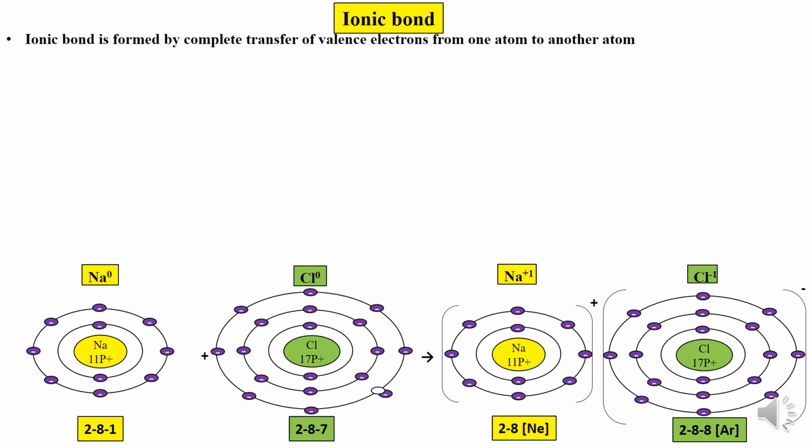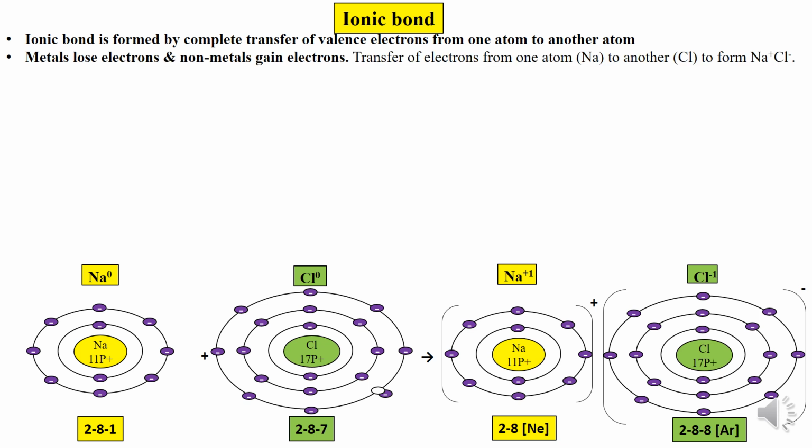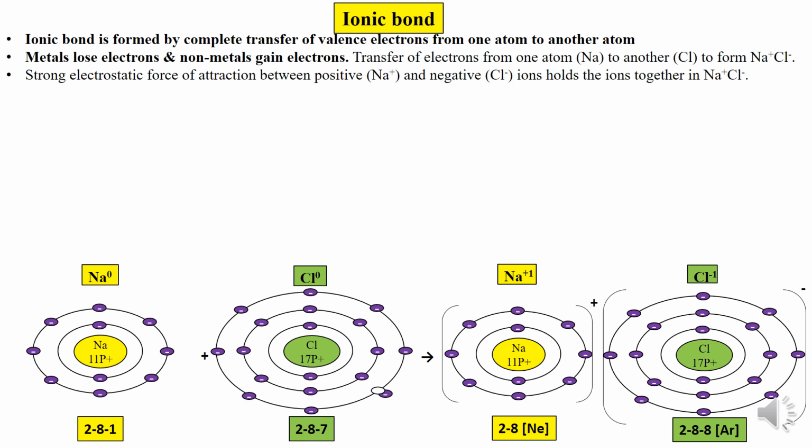So an ionic bond basically is formed by complete transfer of valence electrons from one atom to another atom. So metals lose electrons and non-metals gain electrons. So here in this particular example, what I've explained, you can see the transfer of electrons from sodium atom to chlorine atom, resulting in formation of common salt, that is sodium chloride. So the strong electrostatic force of attraction between the sodium ion and the chloride ion holds the ions together in the crystal lattice of the common salt.